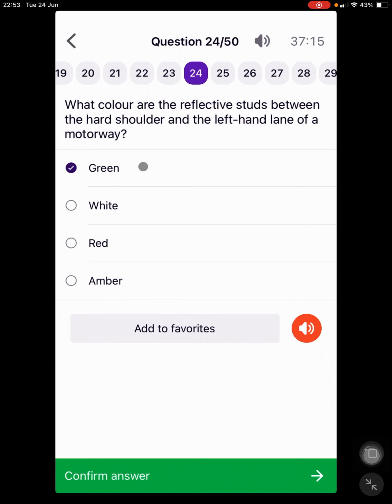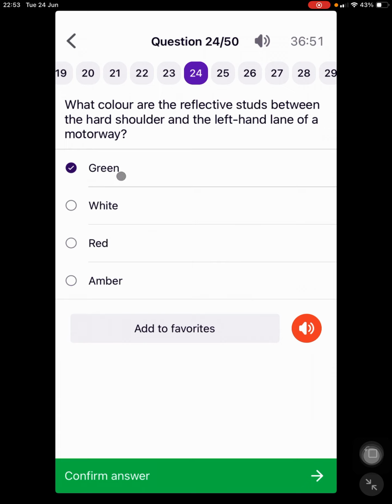Green studs are at the entrance and exits of the motorway. White studs are in between the lanes of the motorway. Red studs are on the left-hand side where the hard shoulder is. Amber studs are on the right-hand side where the central reservation is. So between the hard shoulder and the left-hand lane, that's red.